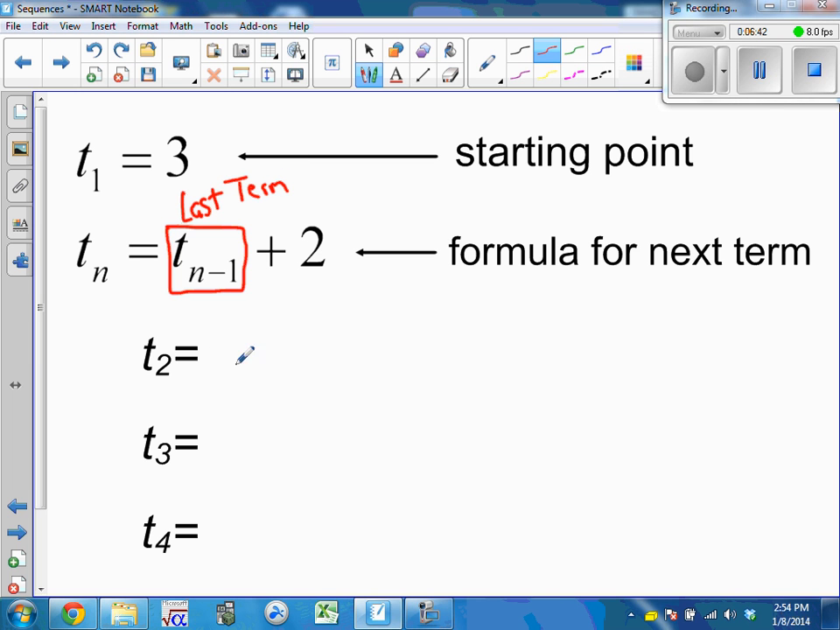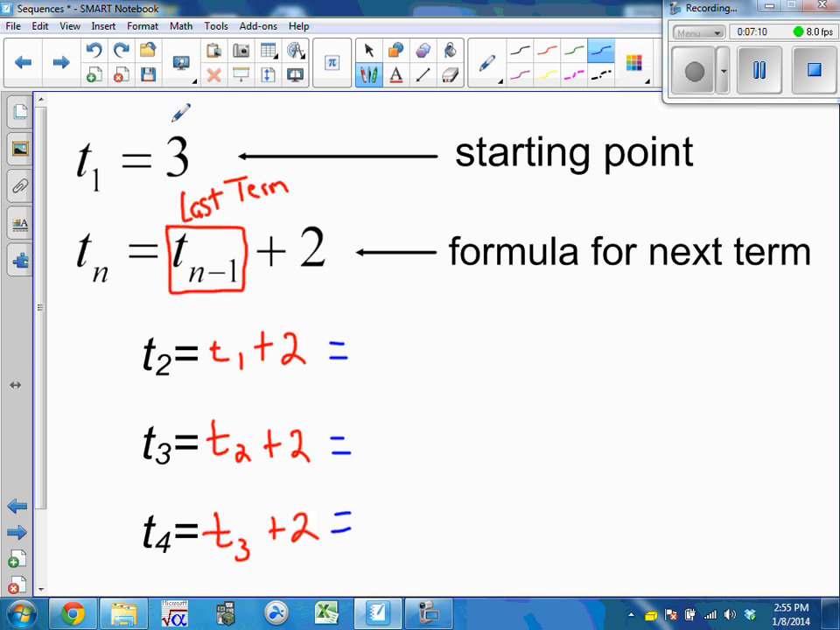So if I have t sub 2, 2 minus 1, this just becomes t sub 1 plus 2. If I'm t sub 3, the last term is t sub 2 plus 2. If I'm t sub 4, the last term is t sub 3 plus 2. So this is just a shorthand notation, which means whatever your last term is.